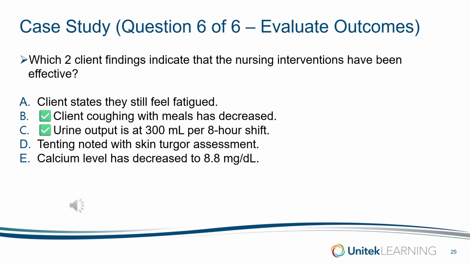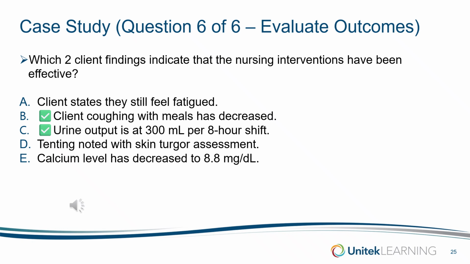The client coughing with meals has decreased. This is an improvement in the client's condition and will contribute to improved oral intake. Urine output is at 300 mL in an 8-hour shift. This is a correct response. 30 mL per hour is the minimum urine output that should be seen in a client. This client has 37.5 mL per hour and indicates good urine output and an improvement in their hydration status. These correct options reflect improved hydration and decreased risk of aspiration, and that your interventions are working.